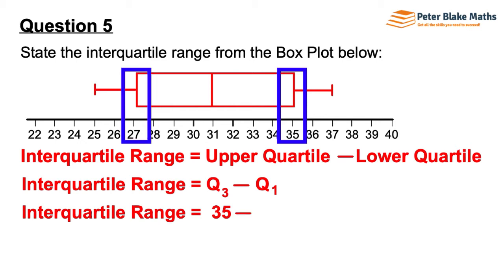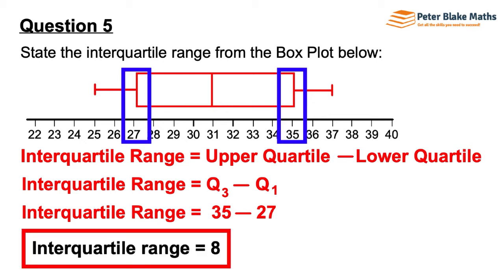Our Q1 can be found by having a look at the left-hand edge of the rectangle, so that has a value of 27 in this case. So if we take 35 minus 27, we get an interquartile range from the box plot of 8.